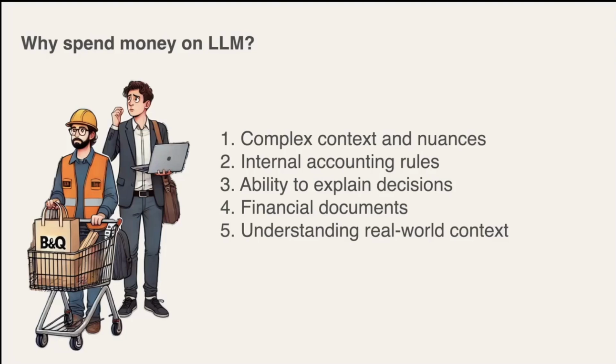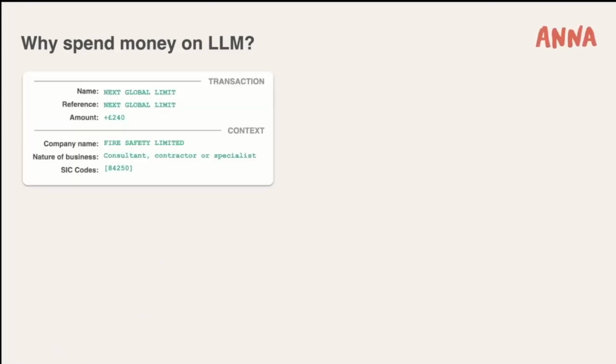Lastly, understanding of real world context. We want the system to inherently know that B&Q is a store that sells building materials, and we don't want to create a rule-based system for each merchant. Let me show you one more example of how the input and output would look for this task.